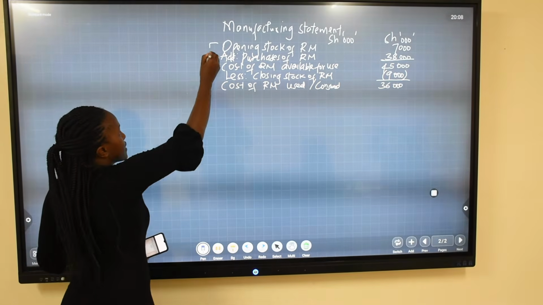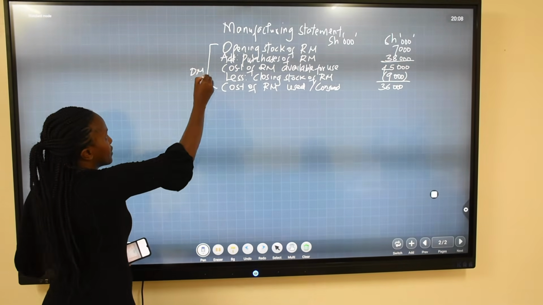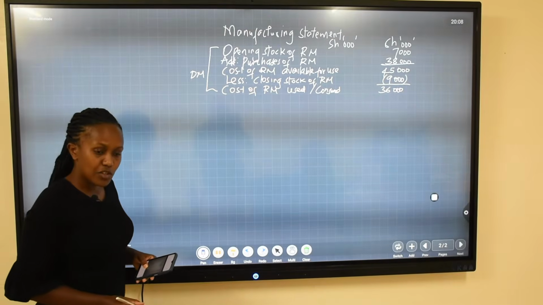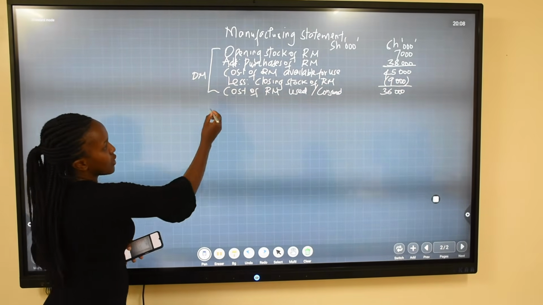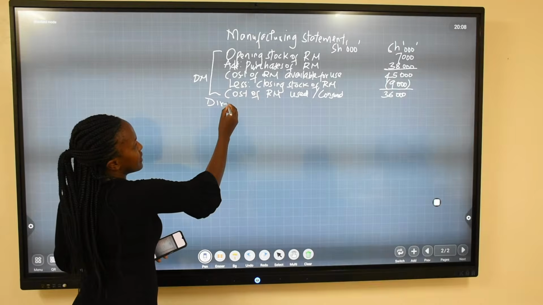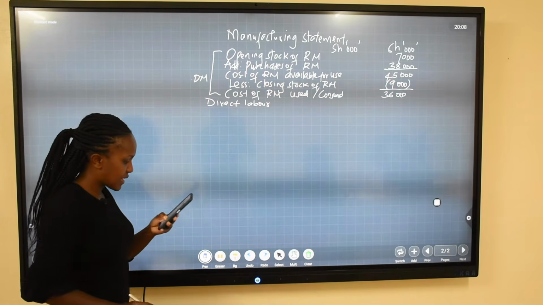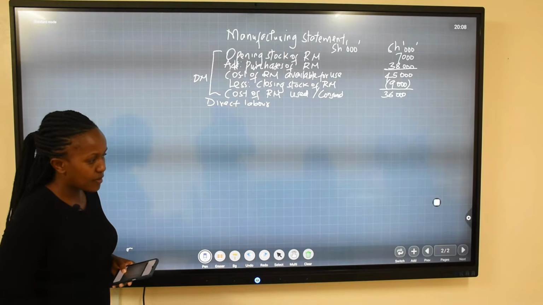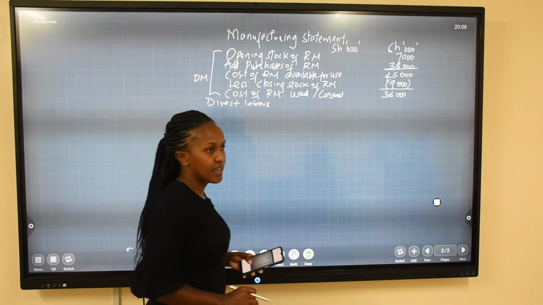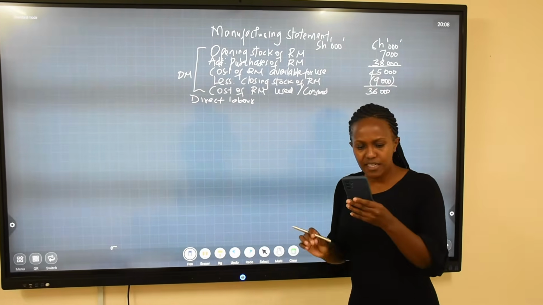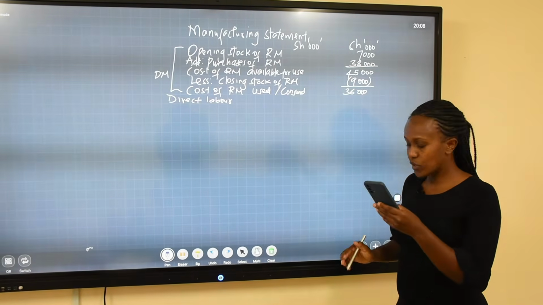All this is giving us direct material. And we said the other cost of production is direct labor. So we are going to come immediately and now add direct labor. So how much is the direct labor? Remember, for direct labor, there was a working. Do not forget that. As much as in our trial balance, the direct labor was 28,000.